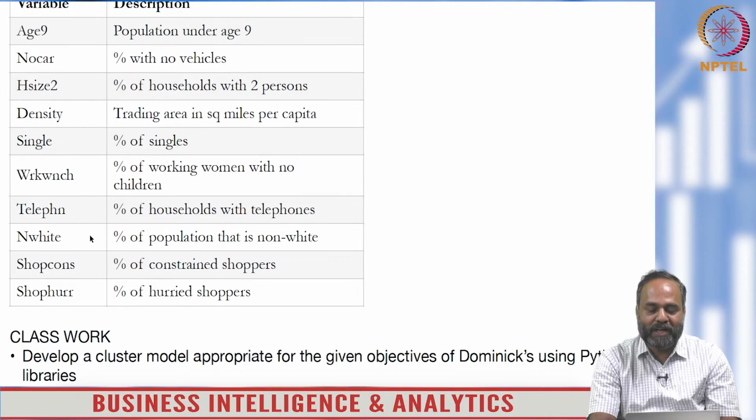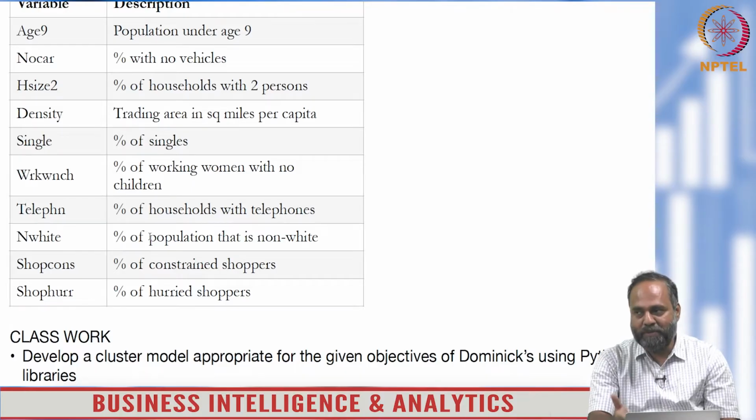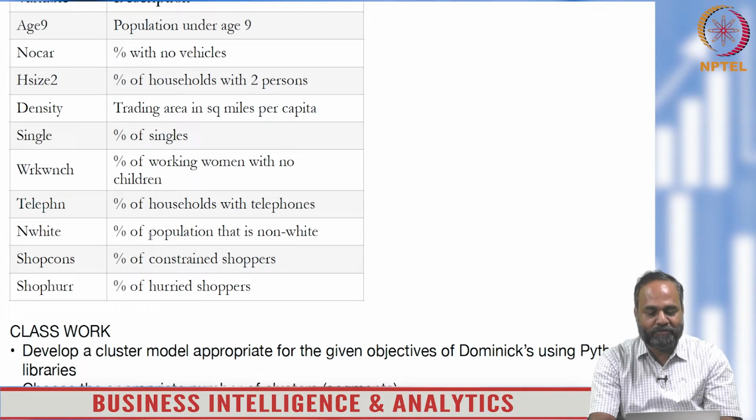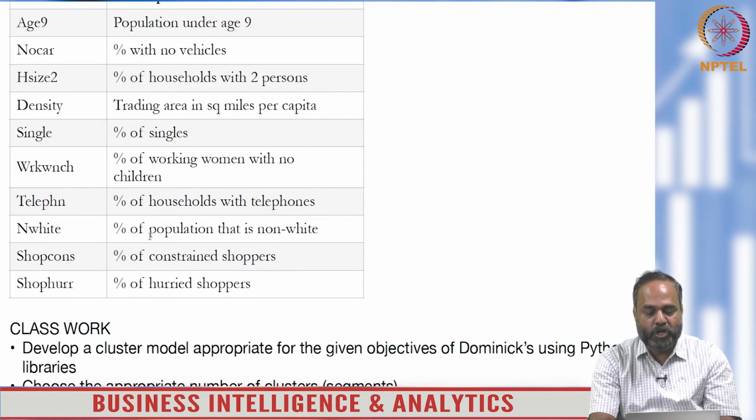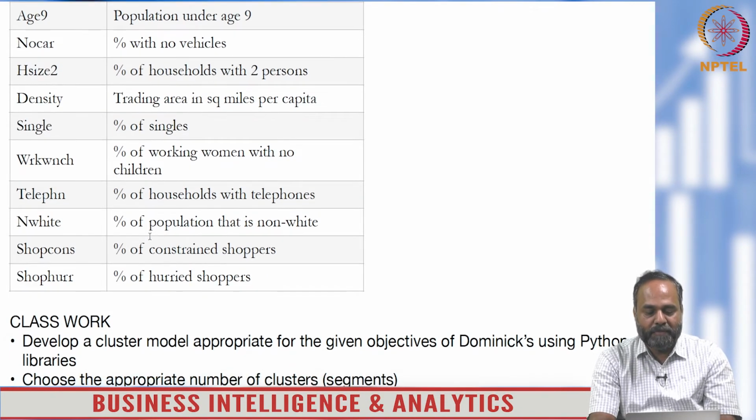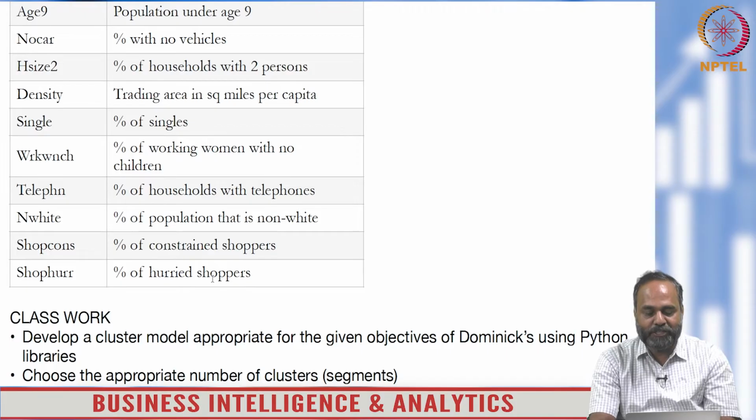See those companies which are committed to the practice of analytics, they collect a lot of customer level data. You see, this may be for loyalty programs through which they actually give questionnaires and collect this data, and then customer IDs are available, so therefore they aggregate the data based on these characteristics as well. Percentage of population that is non-white, percentage of constrained shoppers, percentage of hurried shoppers.